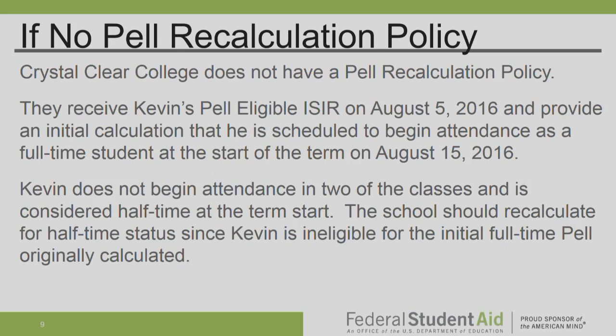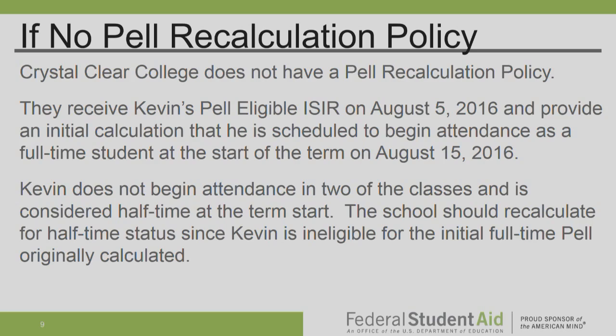Now, let's continue on with the no Pell recalculation policy. Here I have Kevin, right? New student. Same thing. I receive an ISER on August the 5th, Pell eligible, and I provide an initial calculation that he's scheduled to begin attendance as a full-time student, right? Great. I have an initial calculation as full-time. But what's my problem, right? My problem is that Kevin does not begin attendance in 2 of the classes considered half-time at the term start.